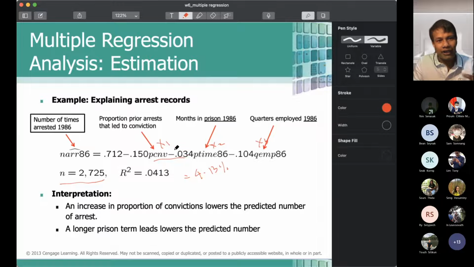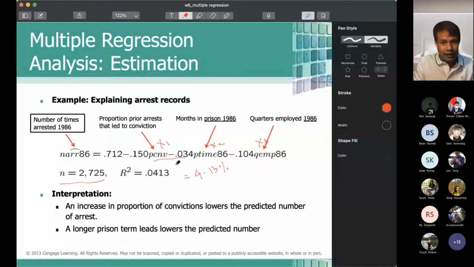So here, when you have multiple independent variables, this model could only explain 4.13% of the variation of the dependent variable. There are about 96% that could not be explained. They are included in the error term.